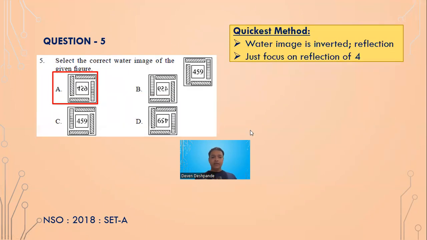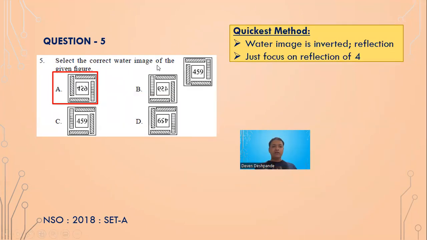Okay, next one. Select the correct water image of the given figure. Just focus on the water image of 4. How is a water image formed? The water image is reflected. If you find the reflection of 4 is like this, nowhere else is the 4 like this in any of the other options. So option A is the correct option.